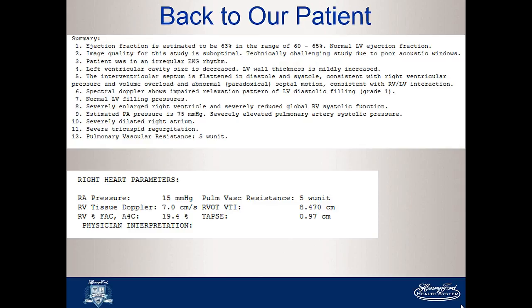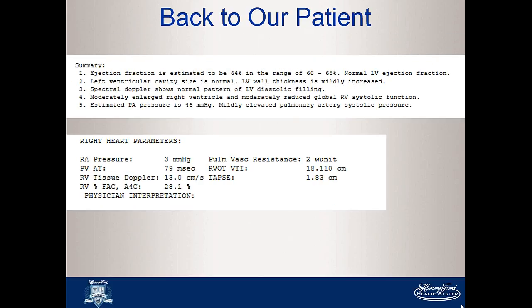This is, again, her old echo. Focusing on the right heart parameters, her TAPSE is very low. Her fractional area change, very low. PA pressures were 75, and she had a flat septum. Her most recent echo is a lot less wordy. Her RV function has improved quite a bit.